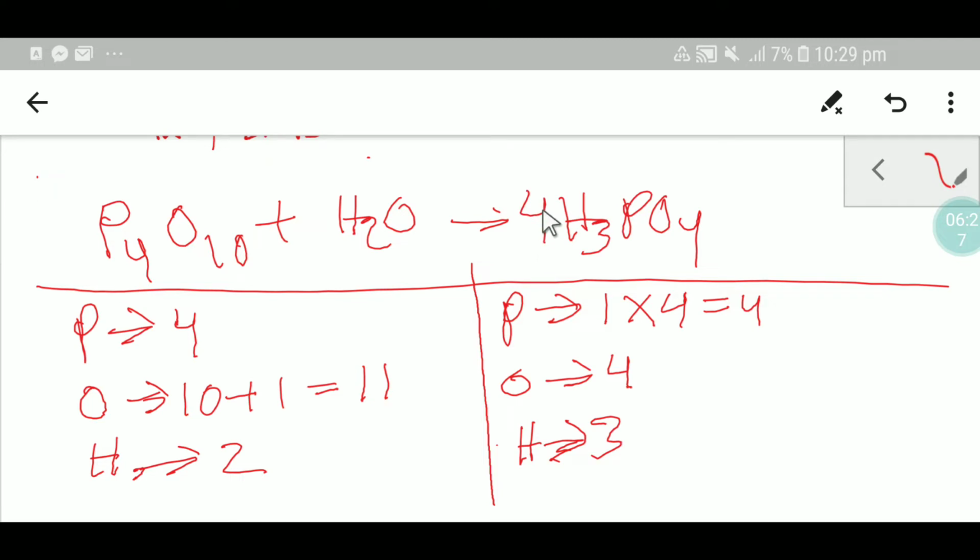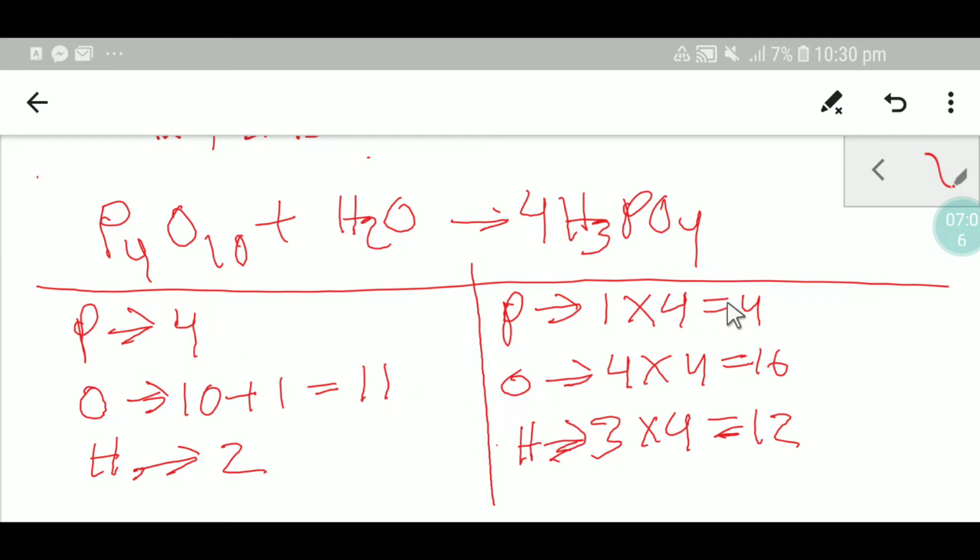So we can change just the coefficient, not the subscript. If you place 4 here, the number of hydrogen and oxygen will be updated. You are getting 4 times 3, that is 12 hydrogen. So you have to write 12 hydrogen here. And here you have 4 phosphorus, and 4 times 4, that is 16 oxygen. So you can write 16 oxygen. Okay.